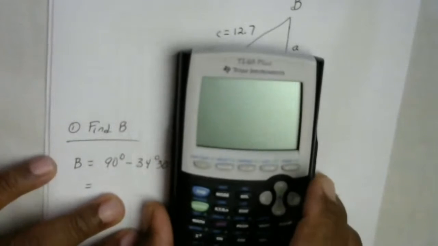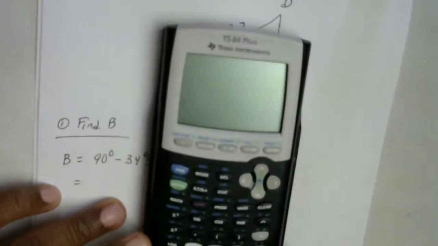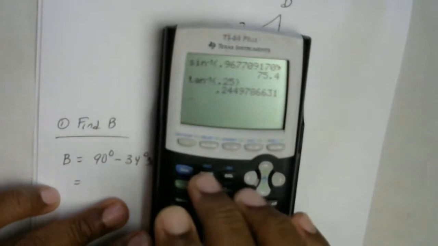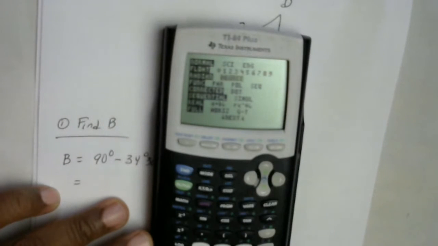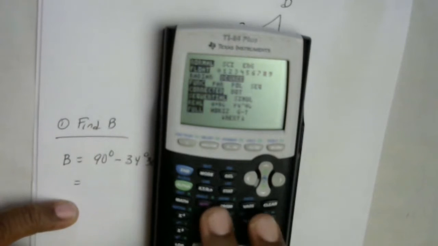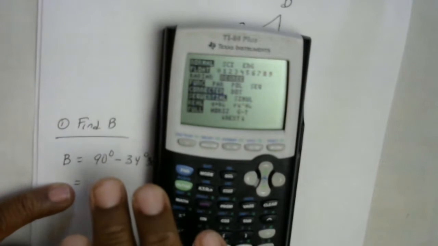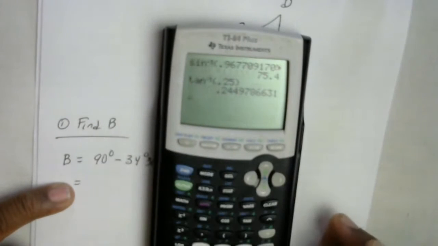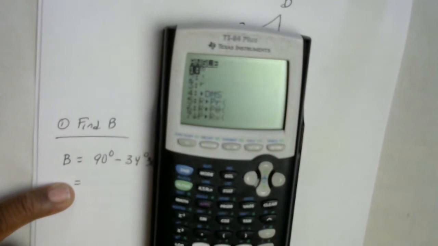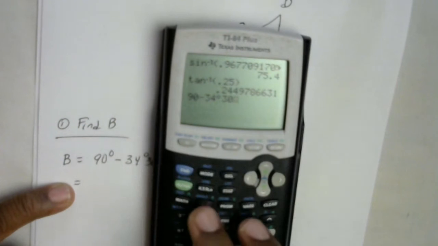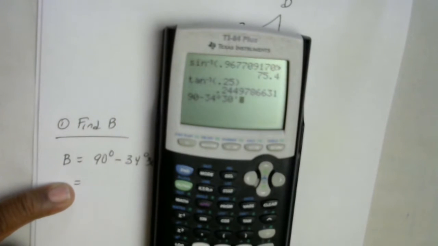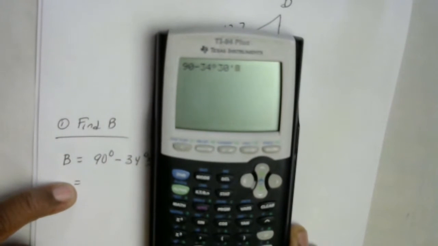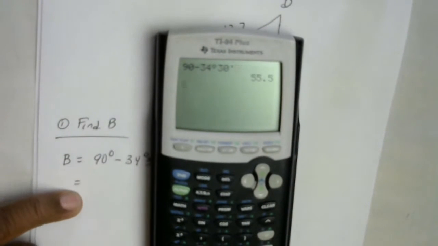So I'm going to use a calculator, and I'm just going to make sure that I'm in degree mode. Even though I'm not using a trig function, it's good practice that if you're working with degree measures, you should make sure your calculator is in degree mode. All right, so I'm going to enter this in as 90 minus 34 degrees, 30 minutes.